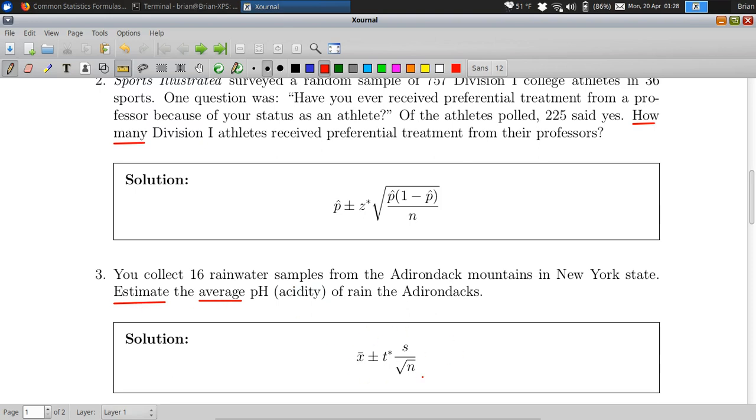So this is the formula. We will have to look up the right T star. Of course, you do that by finding the degrees of freedom. Check yourself, make sure you remember how to do that. How many degrees of freedom are there with 16 observations? Yeah, it should be 15 degrees of freedom.